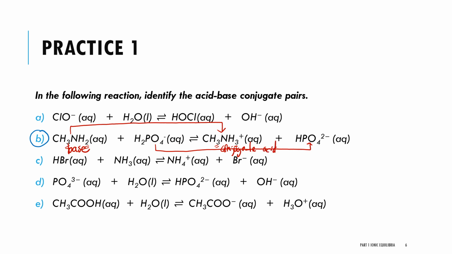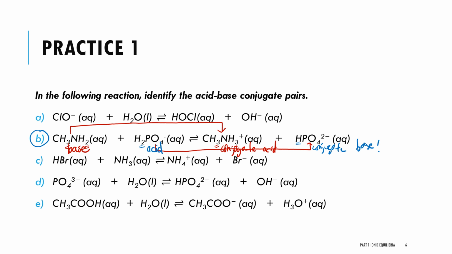Okay, another pair H2PO4 minus. Here we have 2 hydrogen. Here we have 1 hydrogen. Okay, so it seems like it donates a proton. So this is an acid dan pasangan dia adalah conjugate base. Okay, alright. Tengok another example.